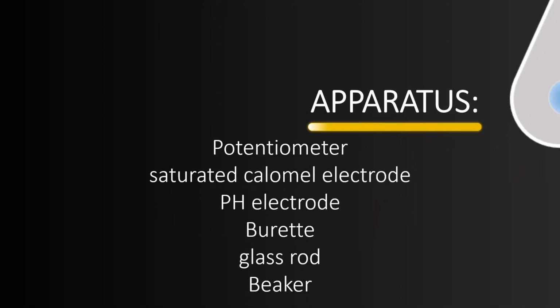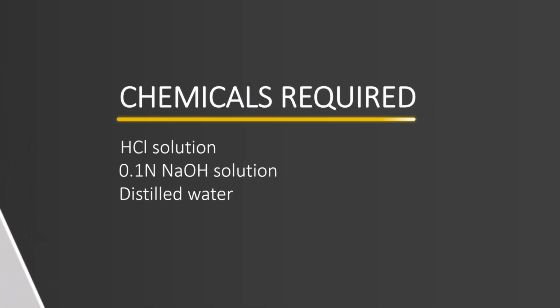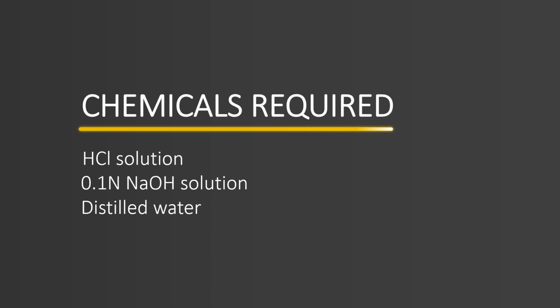Apparatus: potentiometer, saturated calomel electrode, pH electrode, burette, glass rod, beaker. Chemicals required: HCl solution 0.1 N, NaOH solution, distilled water.